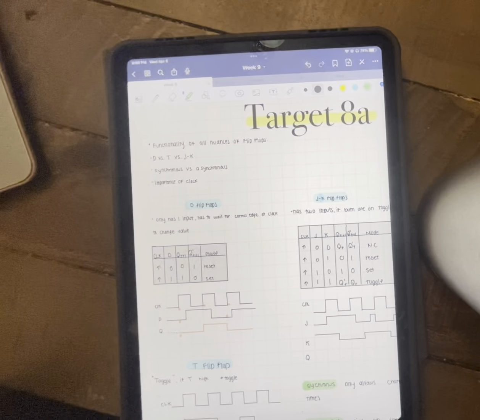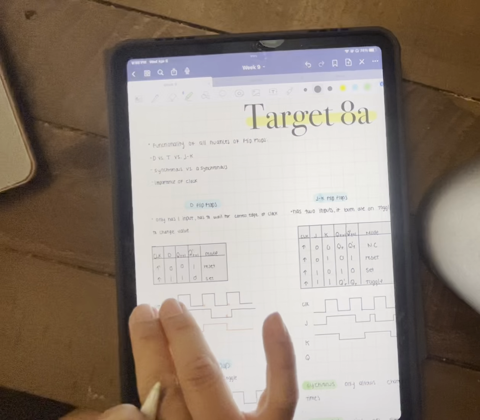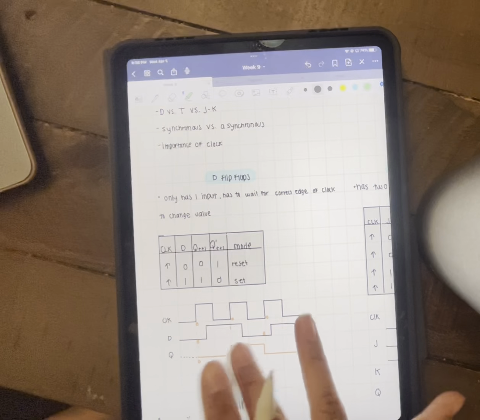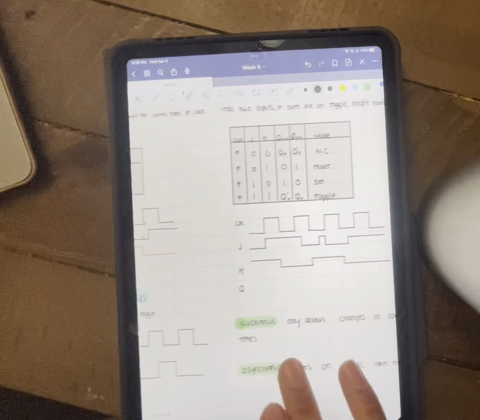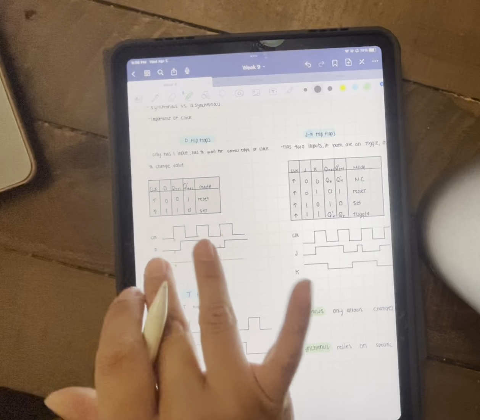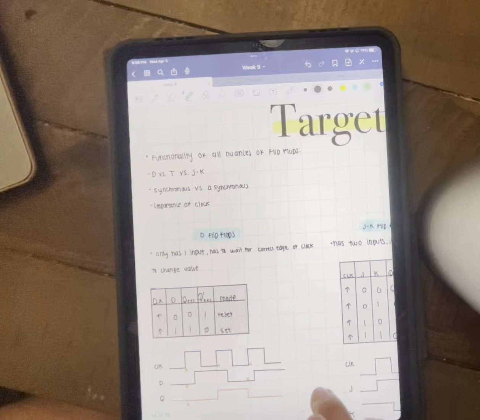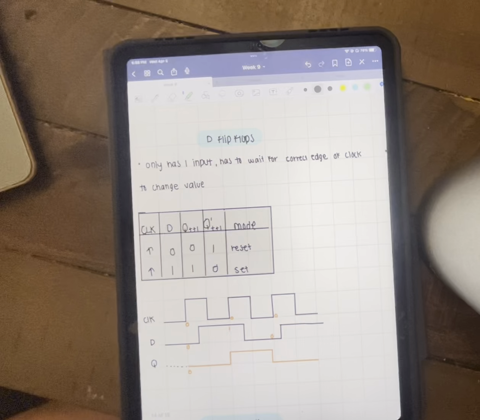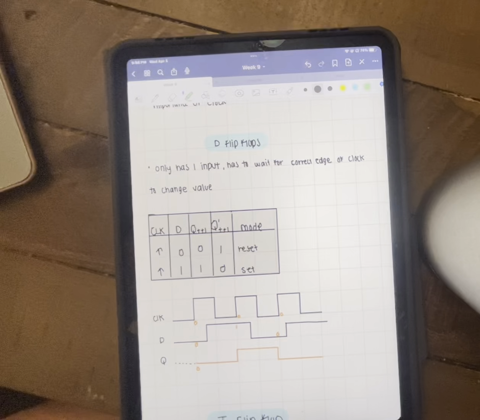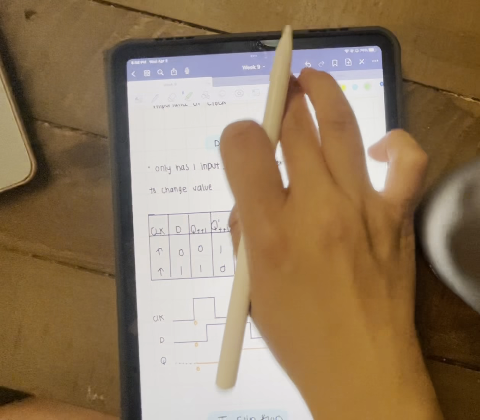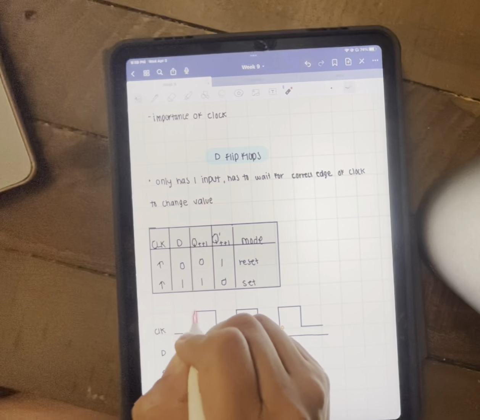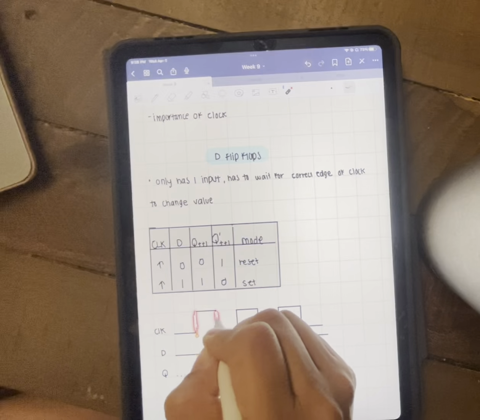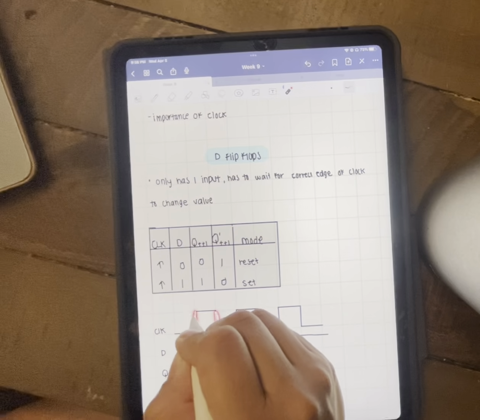This is going to be my demo for target 8A, and we're just going to be going through different details about flip-flops. So here we have a D flip-flop, and with D flip-flops, they only have one input, and like all flip-flops, they have to wait for the correct edge of the clock, and that can either be at the very start or at the very end.